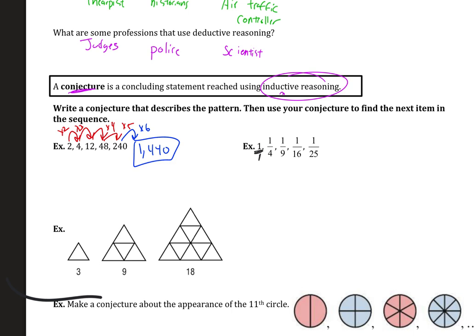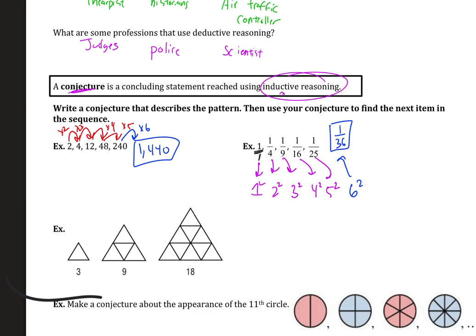So 1 squared is 1. 2 squared is 4. 3 squared is 9. 4 squared is 16, and so on and so forth. So if this pattern continues, the next number has to be 1 over 36.